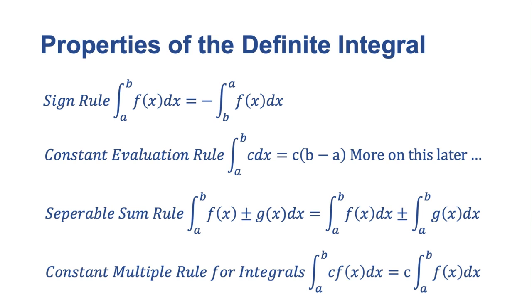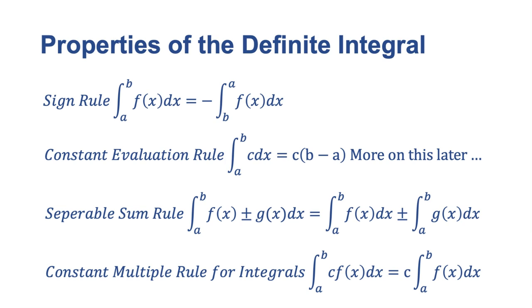Finally, we have the constant multiple rule for integrals. This basically means that if I have a constant multiplied by the function that does not depend on x, then I can take out that constant and put it outside the integral. So we have the integral from a to b of c times f of x dx is equal to c times the integral from a to b of f of x dx.